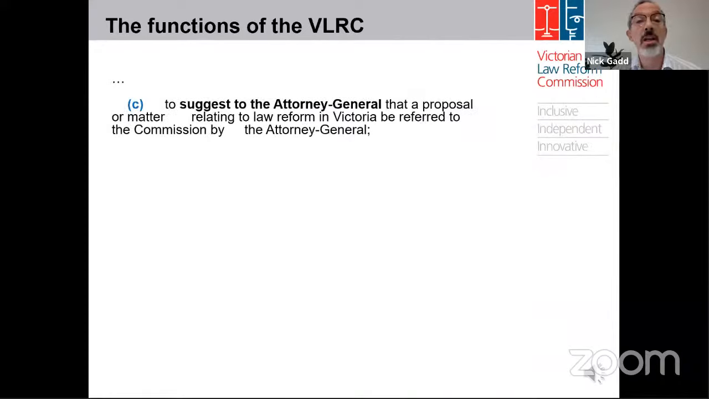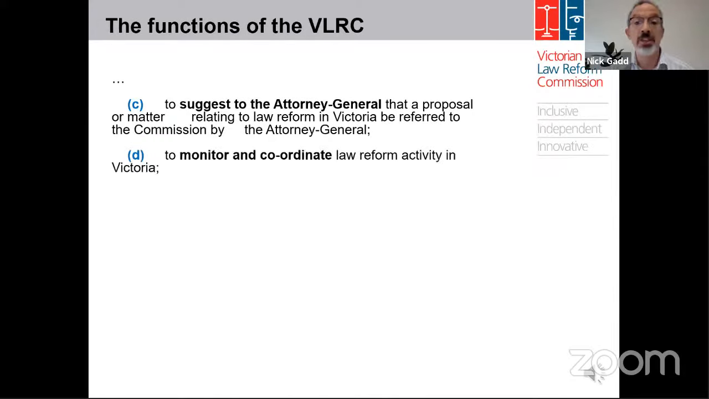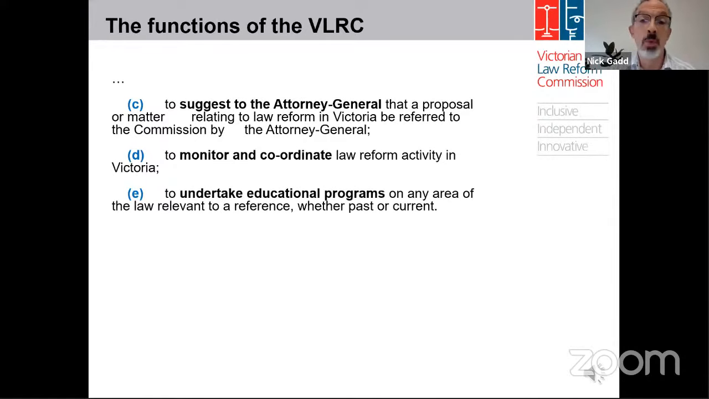Then there are these other functions of the VLRC. We have the power to suggest to the Attorney General a proposal or matter relating to law reform. And we can say to the Attorney General, hey, why don't you refer this matter to us? Of course, the final decision is up to the Attorney General, but we have the power to suggest that. We also have the role of monitoring and coordinating law reform activity, which means really just being aware of what else is going on. And E is to undertake educational programs, which is kind of one of the things I'm doing now. We do have this educational role of informing the community about law reform and about what is going on.